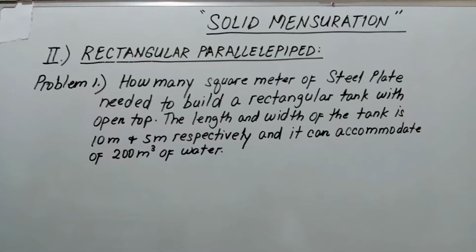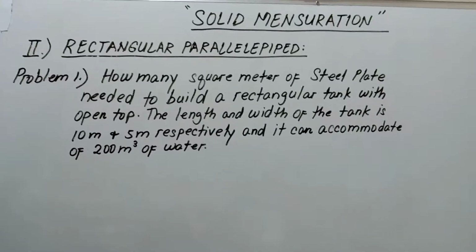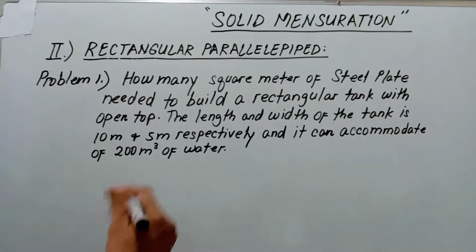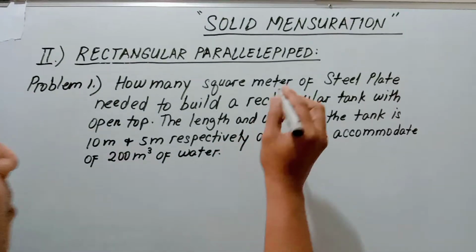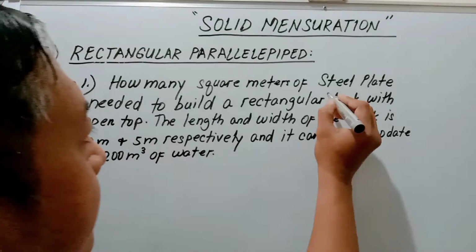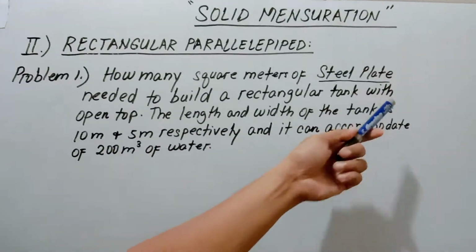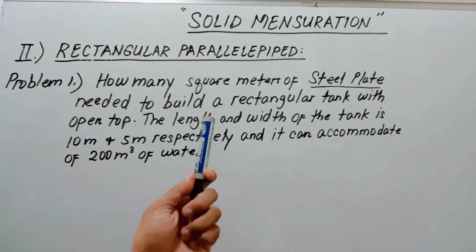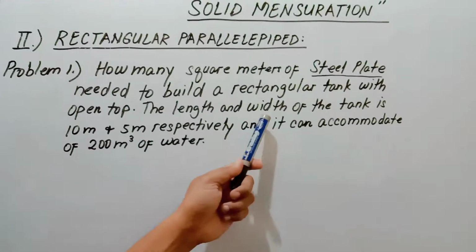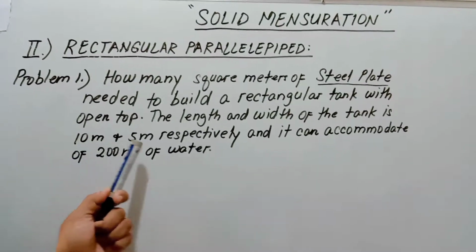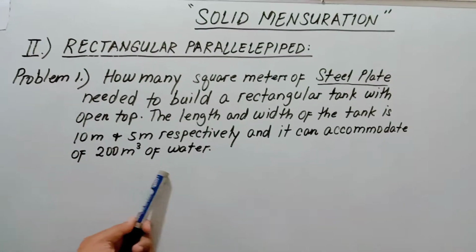Okay guys, as I mentioned earlier, I am giving you an example word problem related to this rectangular parallelepiped under solid mensuration. So I have here a problem. Number one, it states: how many square meters of steel plate are needed to build a rectangular tank with open top? Take note, guys, the rectangular tank is open top. Now the length and width of the tank are 10 meters and 5 meters respectively. And it can also accommodate around 200 cubic meters of water.